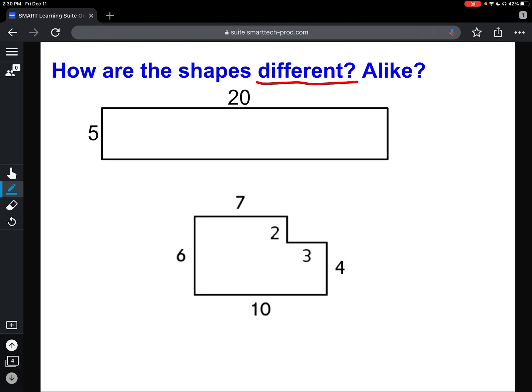And the figure below has 6 sides, and they're all different measurements. But the thing that I noticed is alike, that they all have right angles, just like the traditional rectangle up here. And I also noticed that if I split that shape up into 2 parts, if I partitioned it, I could make 2 rectangles.